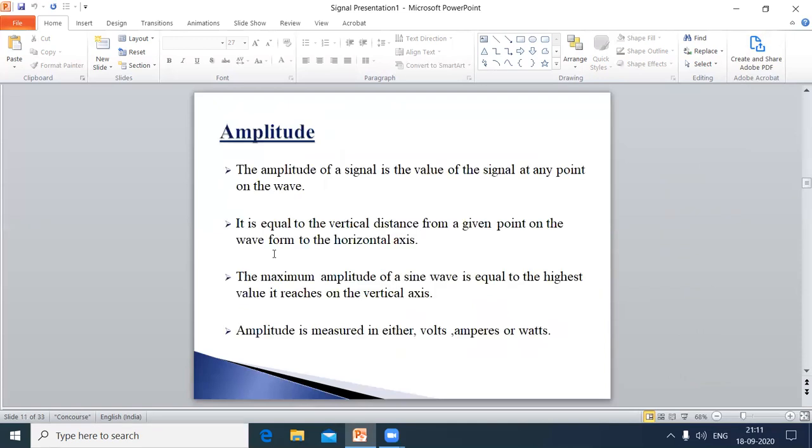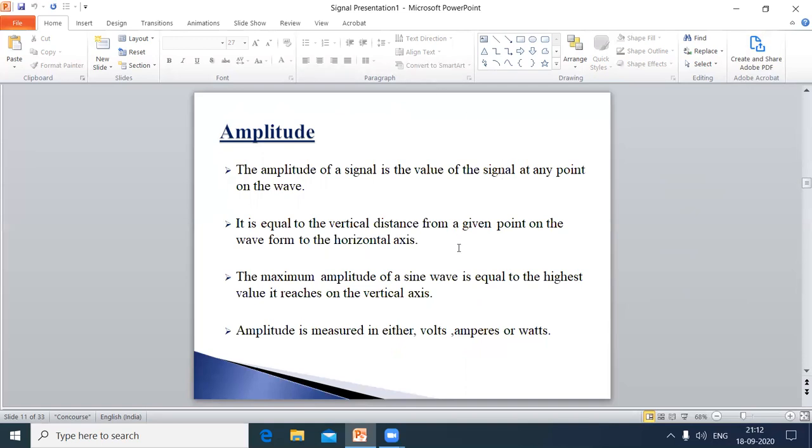What is meant by amplitude? Listen here. In audio or video, when you increase a value, the sound increases. That is called amplitude. The amplitude of a signal is the value of the signal at any point on the wave. It is equal to the vertical distance from a given point on the wave to the horizontal axis.